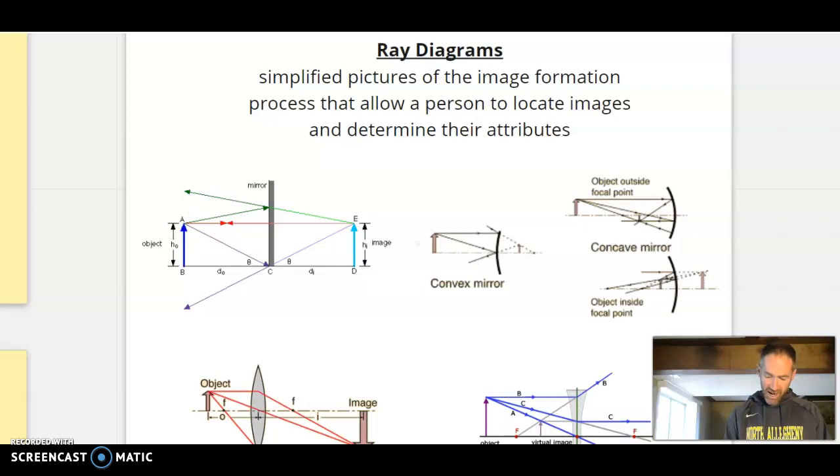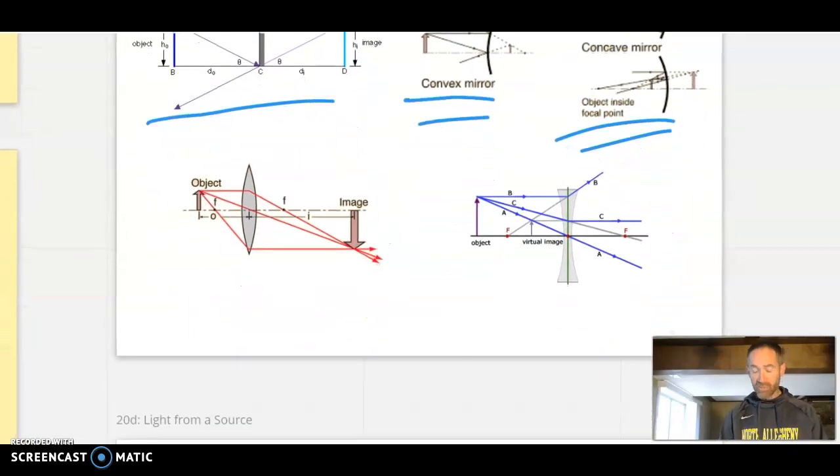Here I have an object that's an arrow. See, the arrow is the thing that we're very, very often going to draw the image of. An arrow is popular because it's got a definite top and a definite bottom. And you can tell them apart very, very easily. And so here's a ray diagram on the left of a plane mirror. Here's one for a convex mirror. Here's one for a concave mirror. Later, we're going to do them with lenses too.